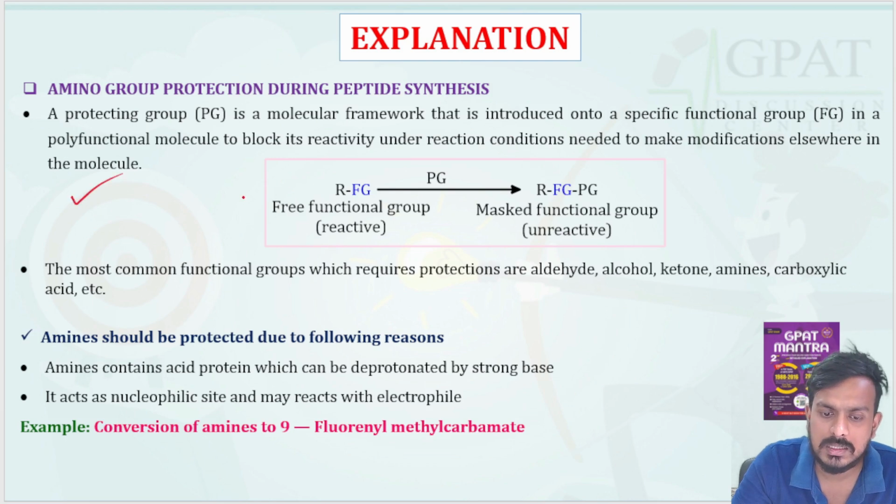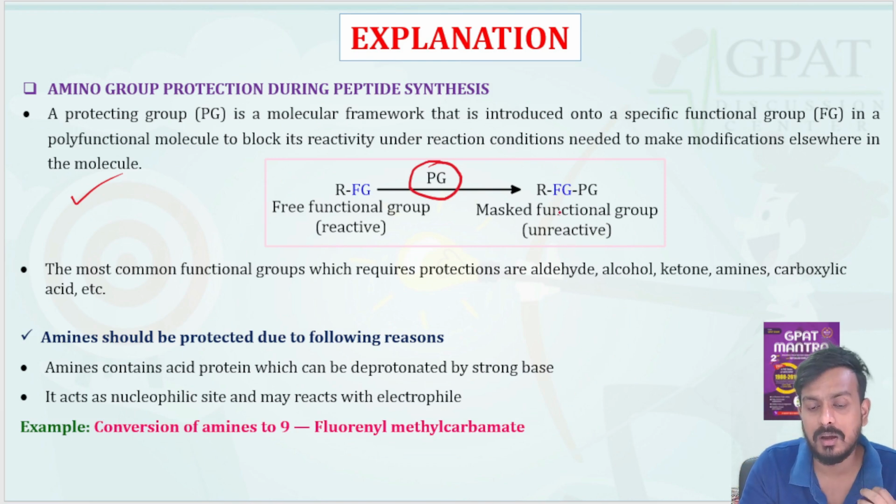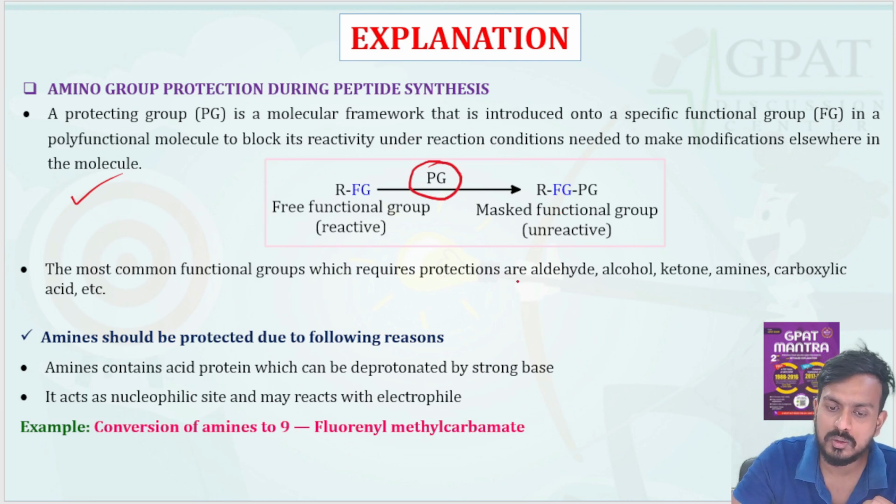You can see this is a reactive functional group. When we add a protecting group, it makes the functional group unreactive. So this protecting group basically makes the compound unreactive. Okay, the most common functional groups that require protection are aldehyde, alcohol, ketone, amine, and carboxylic acid. So amine should be protected for the following reasons.